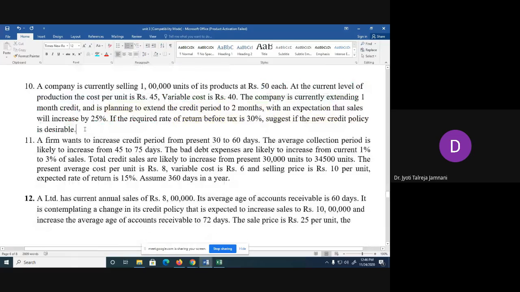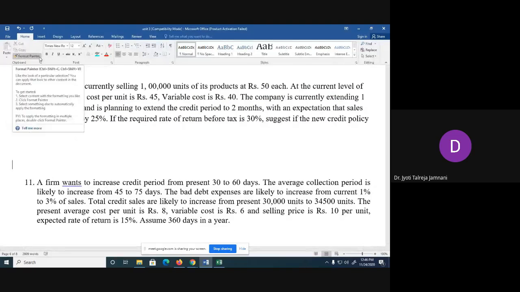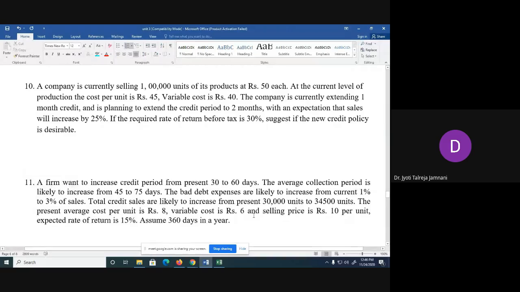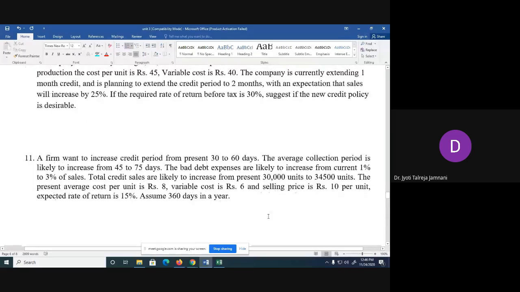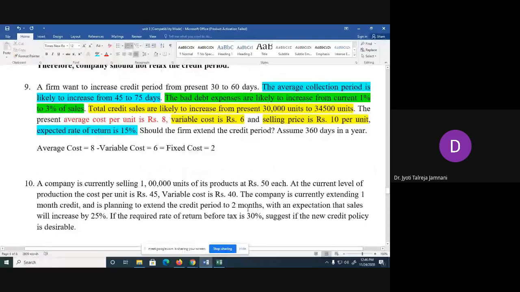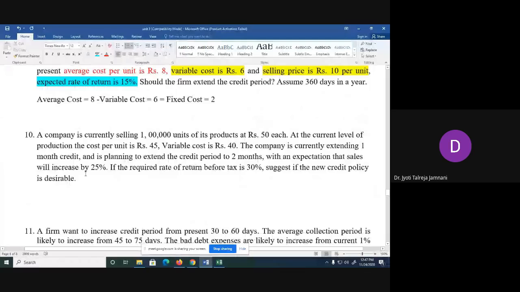So I'm doing the 10th problem now. I think the 11th one is same as the 9th one. Okay, delete it. Okay, let's do the 10th one first.